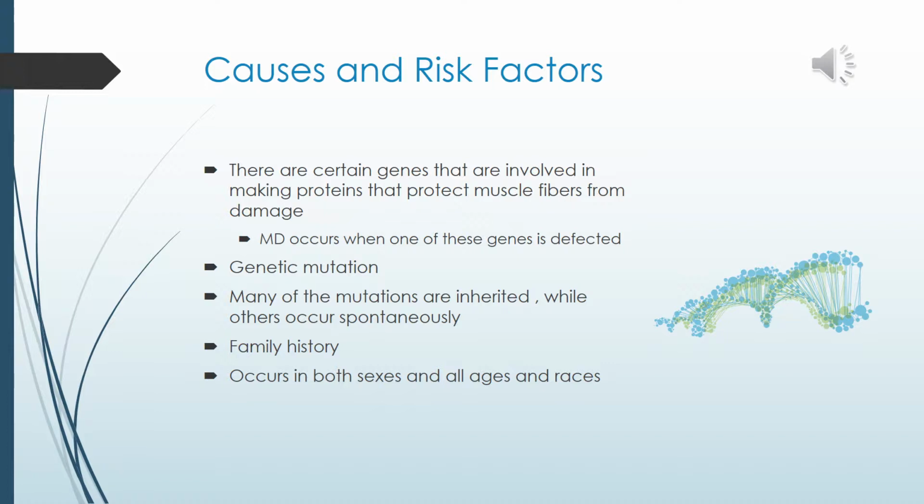Causes and risk factors. So there are certain genes that are involved in making proteins that protect muscle fibers from damage. So typically, muscular dystrophy occurs when one of these genes is defective. And the protein associated with this gene is dystrophin. So basically, there's a genetic mutation that occurs in the genes that causes muscular dystrophy.